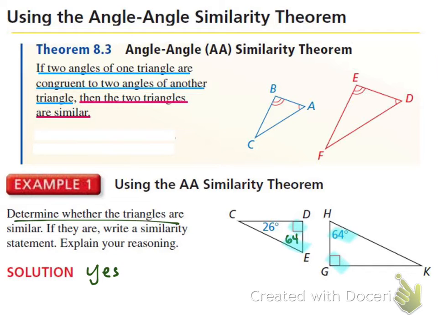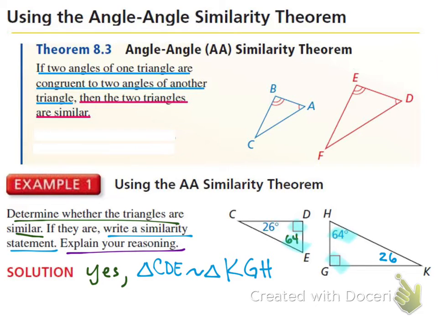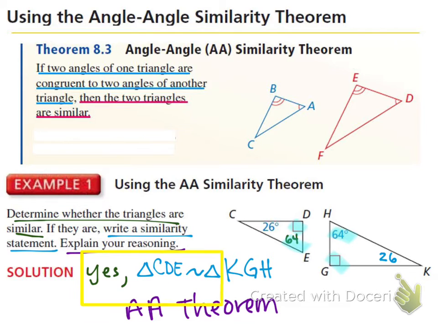We're just reading the question. Determine whether they're similar, yes. If they are, write a similarity statement that says that triangle blah blah is similar to triangle blah blah. So what do we want to name the first triangle? CDE is similar to triangle. If I said C first, what letter would go first? K, because that one will be the 26 degree. And then I said D second, so that is G and then H. And then last it says explain your reasoning. We knew this because of angle-angle theorem. That's it.